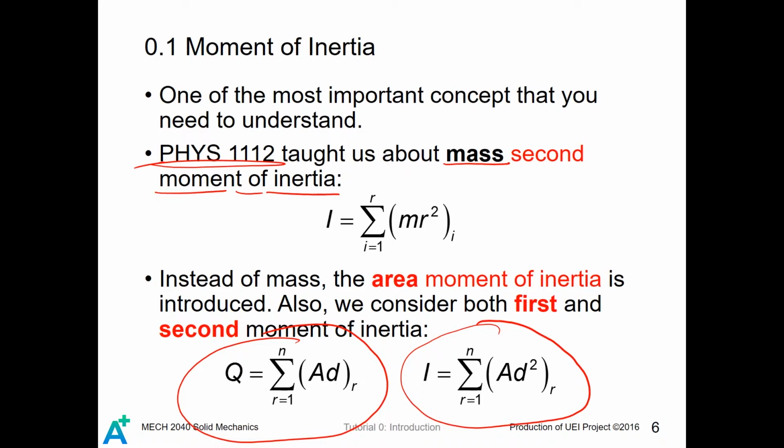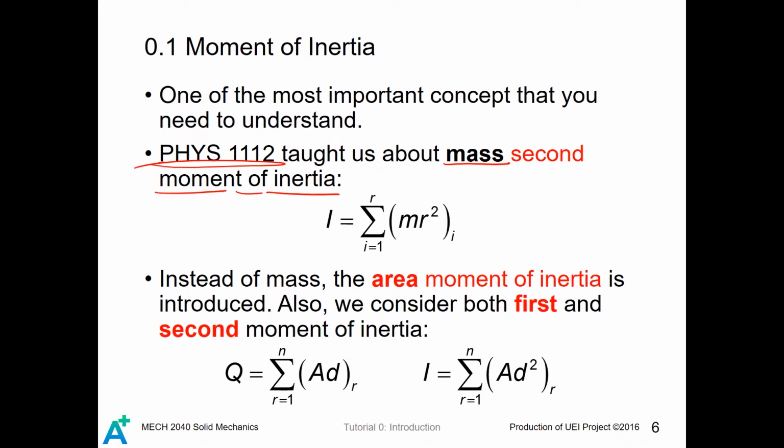Their formulas are almost identical except the index of the d terms. So it is d to the power 1, it is d to the power 2. At this moment you can see that first moment of inertia is something times d, and the second moment of inertia is something times d to the power 2. This is why we call it first or second.